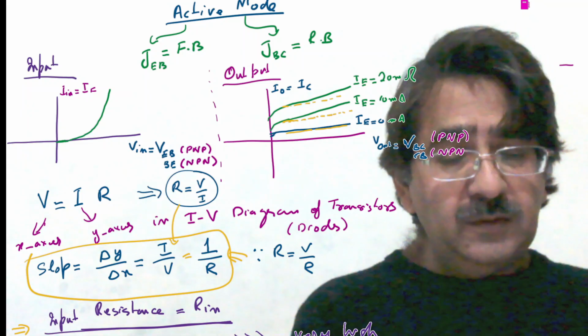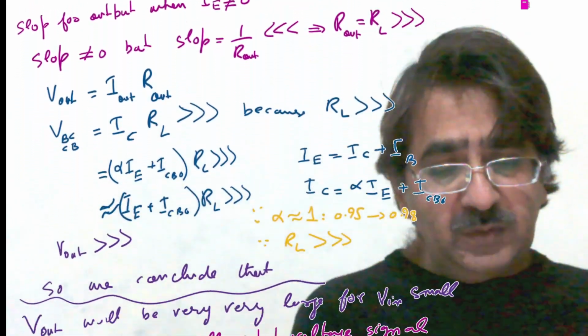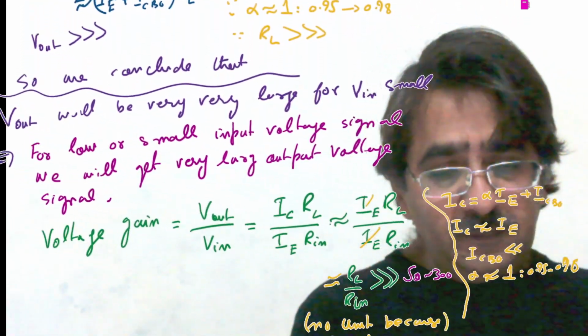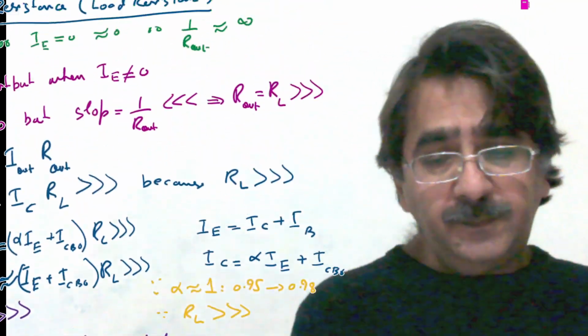So for today it is enough. Now I will discuss the use of the common base transistor as a NOT gate.